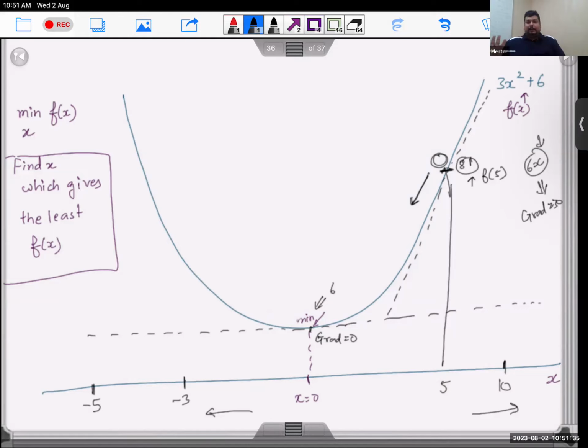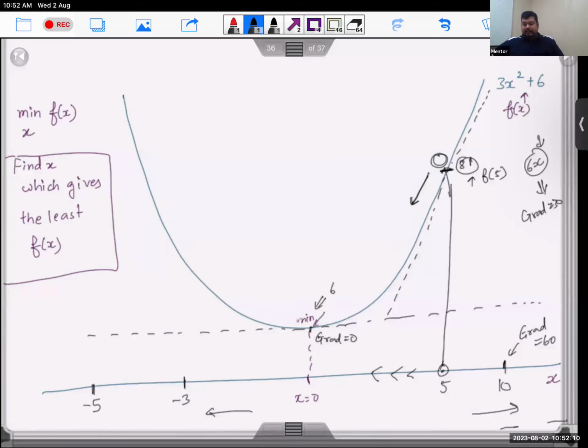You need to realize just one thing. Let's say you start at 5. If I want to reach the minimum, I need to move in the opposite direction of the gradient. Yes or no? Yes. If I go to the right-hand side, I'm moving in the direction of the gradient, where the gradient is increasing. What is the gradient at this point? 60. So if I go in the direction of the gradient, where the rate of change is more, I'm moving away from the minimum.